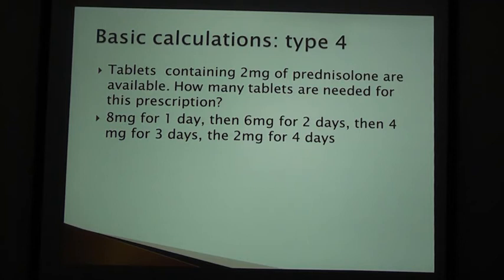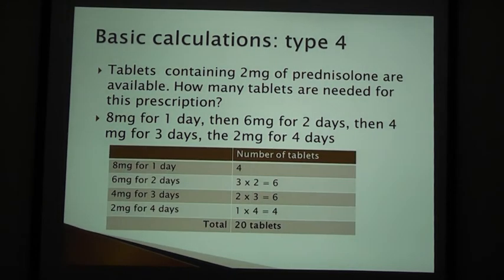So you've been told 8 milligrams per day, 6 milligrams for 2 days, and then 4 milligrams for 3 days, and then 2 milligrams for 4 days. Right? You need to work out how many tablets you need to give. And the ones that you have are 2 milligram ones. You could table this. So you're doing 8 milligrams for 1 day. Therefore, I'm going to need 4 tablets for that 1 day because they come in 2 milligram strength.